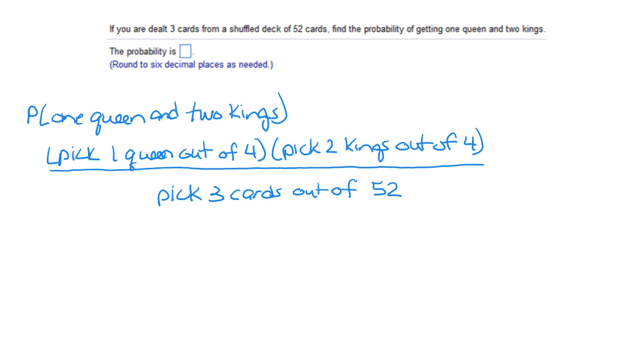What this would look like as a combination, once again, order does not matter: this will be my queens. I have four queens to choose from, I'm choosing one. Times, I have four kings to choose from, combination, I'm just choosing two kings there. And then in the denominator, I have 52 cards, and I'm choosing three.